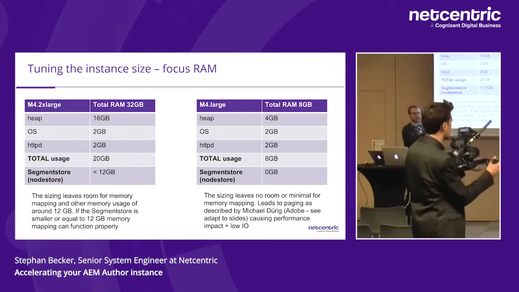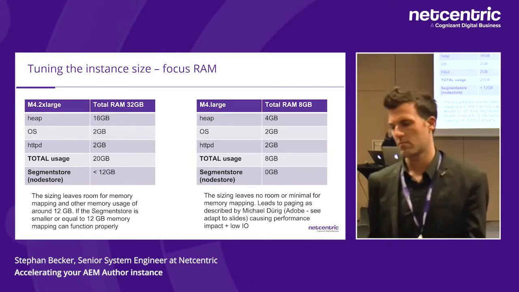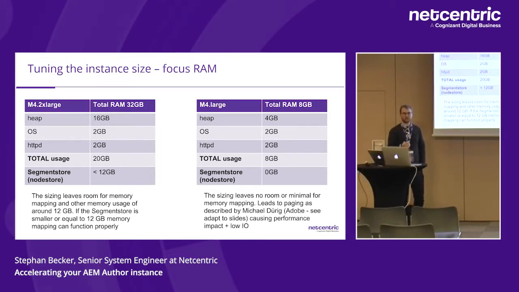In most of the cases, your segment store will not be 0 gigs. So minimum usually when you're running anything is maybe around 5 to 10. So when it would need to start mapping this to memory, it can't do this efficiently anymore, so it would start paging. And here you can see with a larger instance size, the memory mapping will work properly because it could load the segment store basically into memory and improve the overall authoring performance quite a bit.